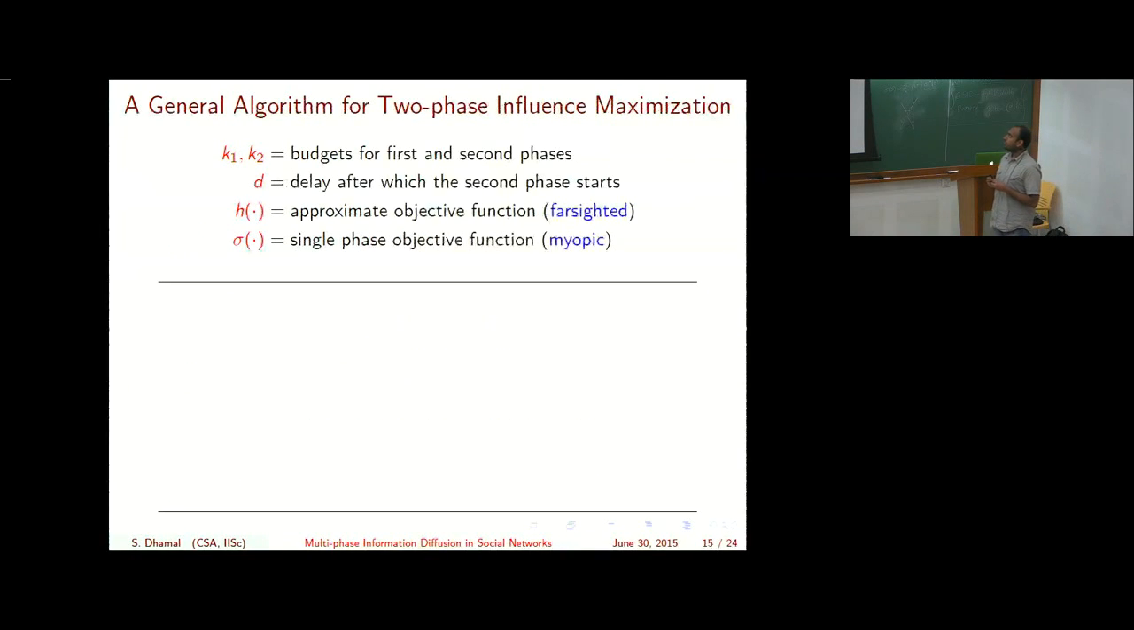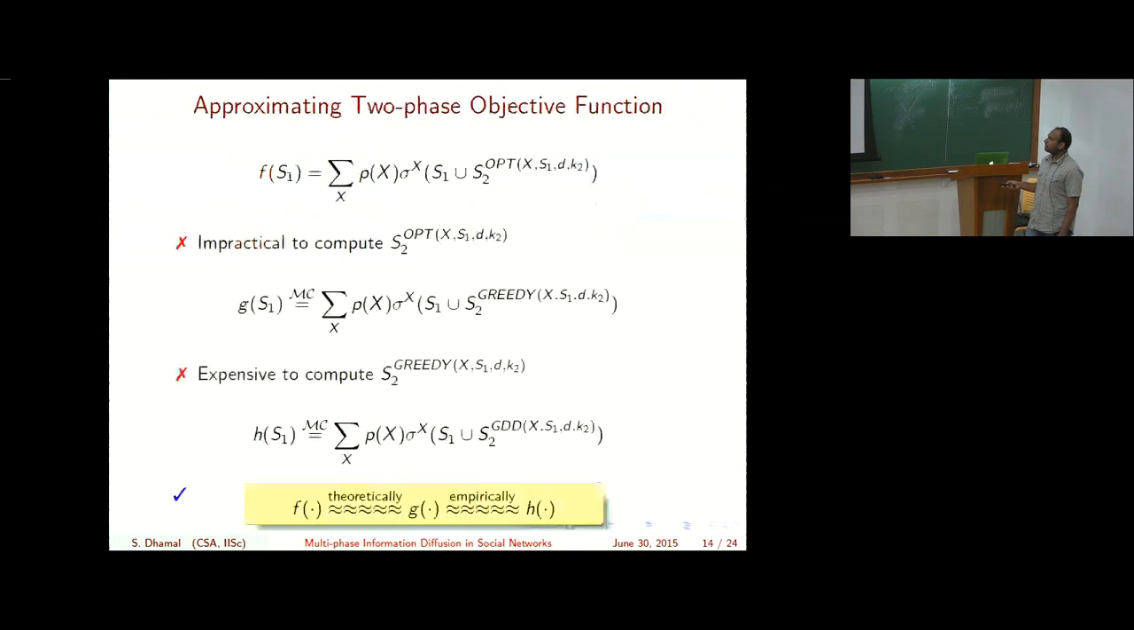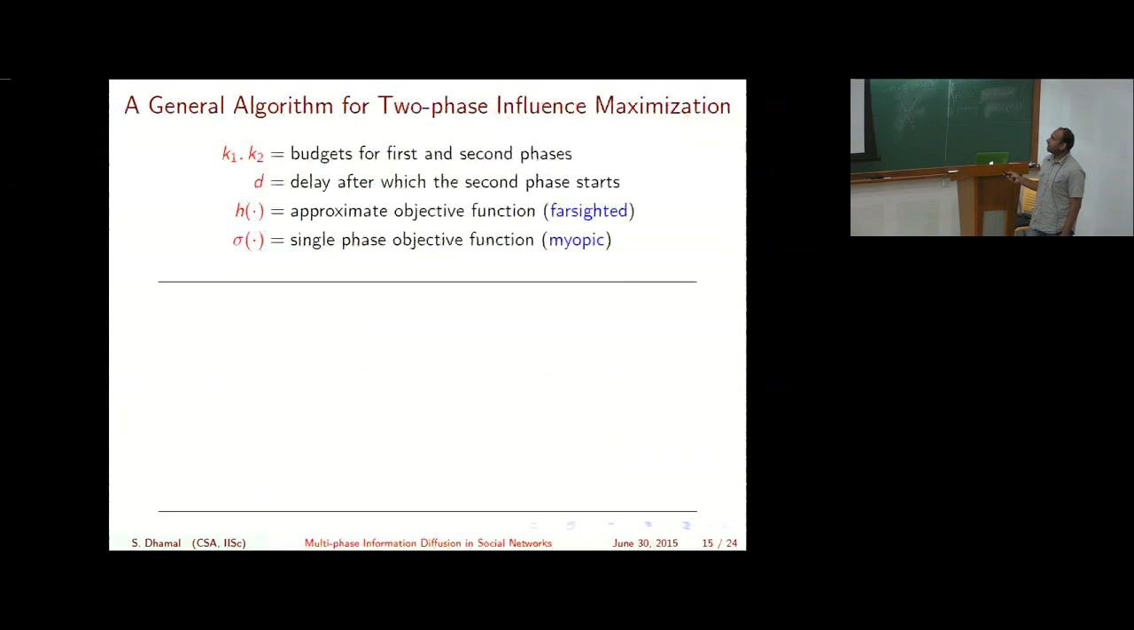Okay, so a general algorithm for two-phase influence maximization. It's again a very intuitive algorithm. The main thing here is that if you use this approximate objective function, we call it the farsighted objective function. While if we use the single phase objective function itself, we call it myopic.